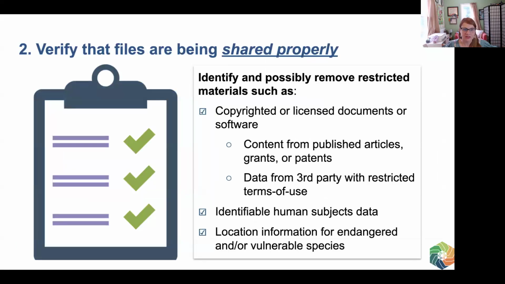So after we have gathered everything, next we can verify that we are sharing it properly or that we can share it. So ideally, all data in the study can be shared publicly, and it should all be licensed. It's important during this step to identify materials that need to be restricted. In some repositories, you can store materials and restrict access. In others, you can only share openly licensed materials. Some common types of files you might need to think about whether or not you can share them are content from published articles, grants or patents, and data from third parties that has restricted terms of use.